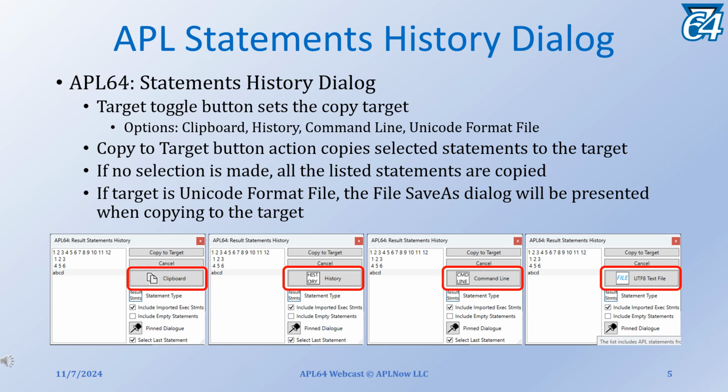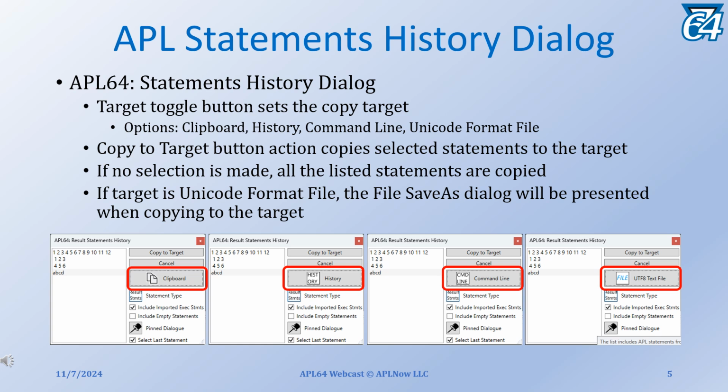The copy to target action can be invoked in several ways, including double-clicking a statement in the APL Statements History dialog list, and selecting one or more statements in the list and clicking the Copy to Target button. When no statements in the list have been selected, clicking the Copy to Target button will copy all items in the list.